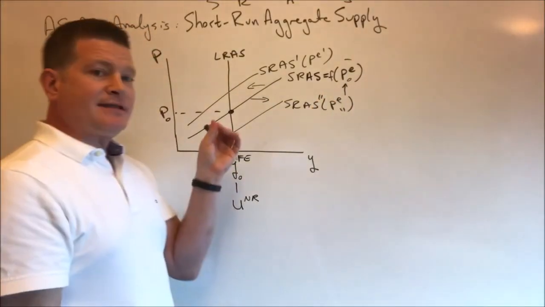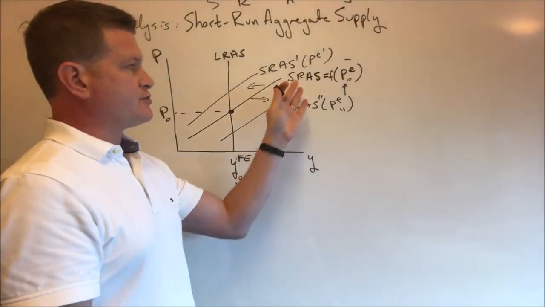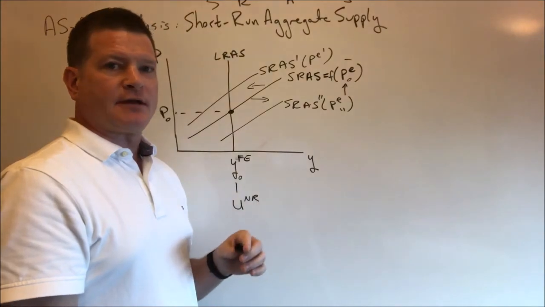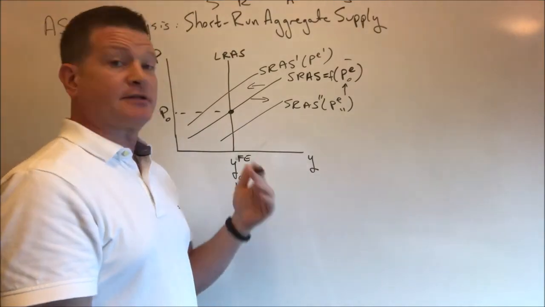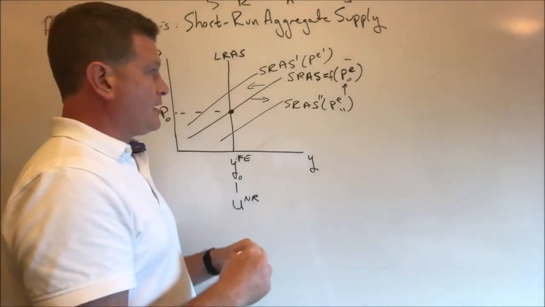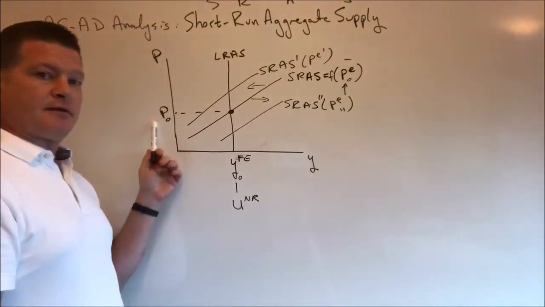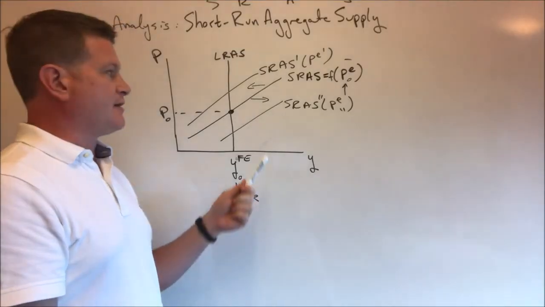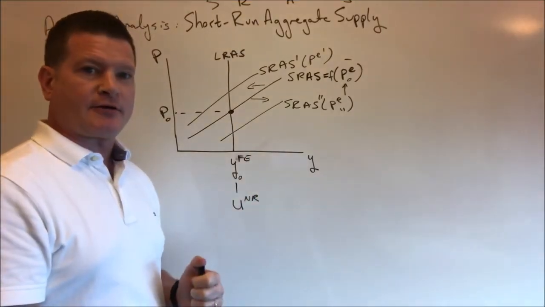So I tend to do my analysis with the short run aggregate supply basically shifting around based on price expectations and the expected price level. Again, it's not the current price level, it's the expectations about the future price level that moves the short run aggregate supply curve today.